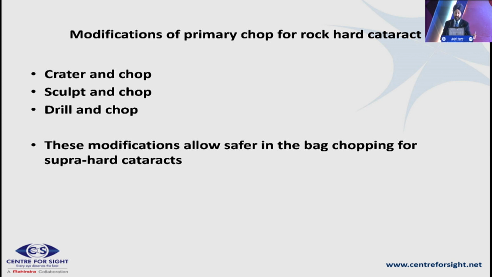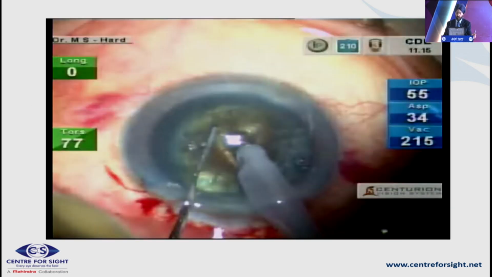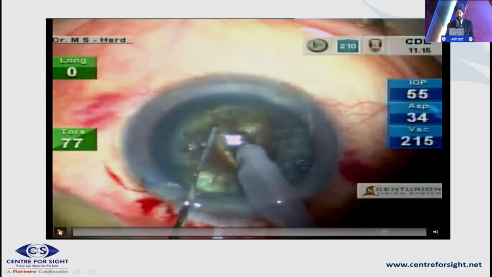So these modifications allow safer in-the-bag chopping and emulsification. That is something very, very important. I'll show you a video which is maybe a decade old, and a video that we have done now.